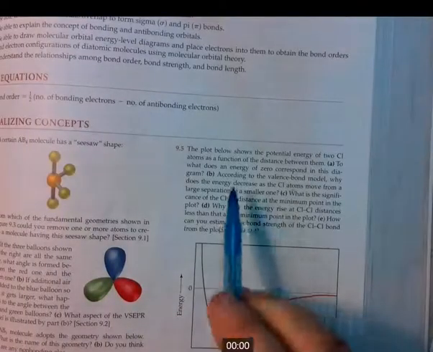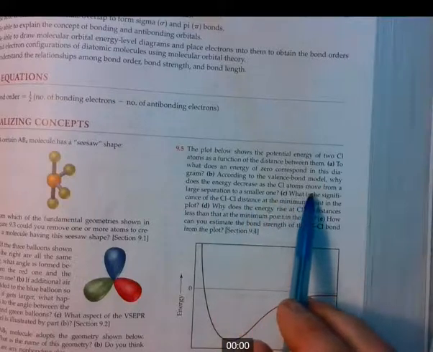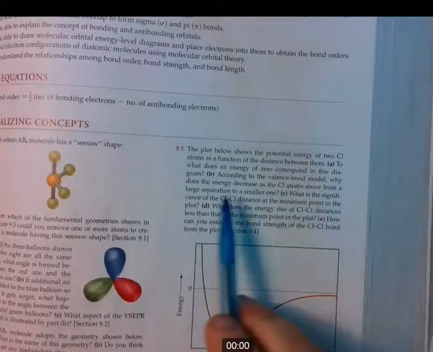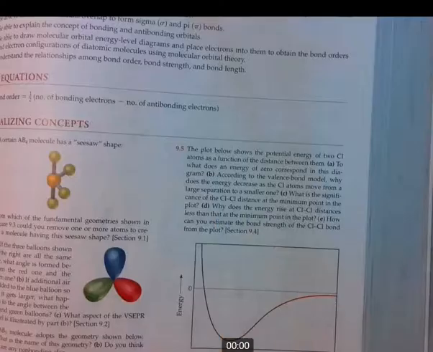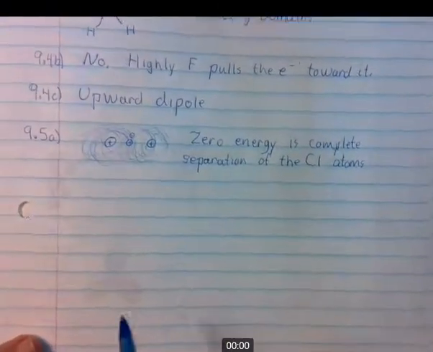Okay, next, B. According to the valence bond model, why does the energy decrease as Cl atoms move from a large separation to a smaller one? And that is that they seek lower energy.